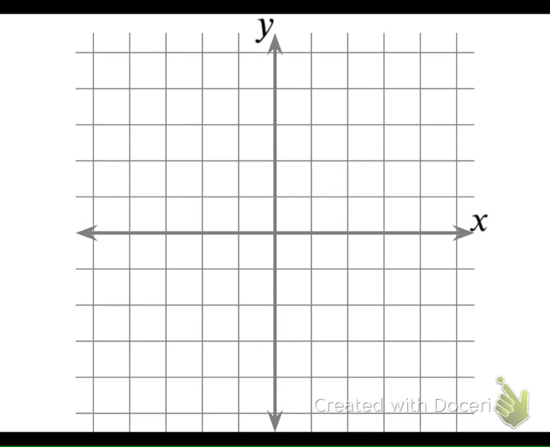Okay. I'm going to graph this first point, 0, negative 4. So I'm going to start at the origin. John and Andy, please pay attention. I'm going to start at the origin, and because it says 0 for x, I'm not going to go left to right, but then I'm going to go down 4.